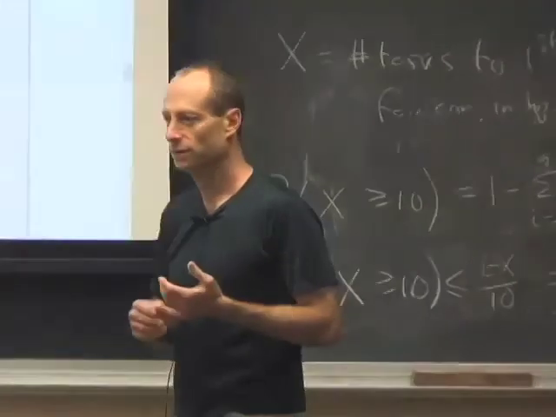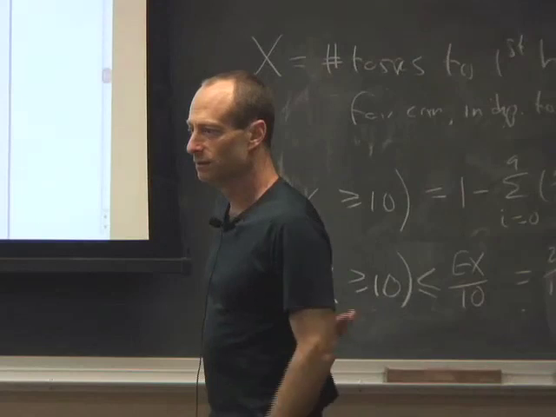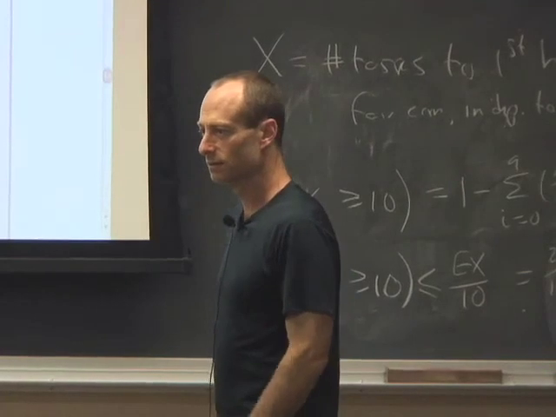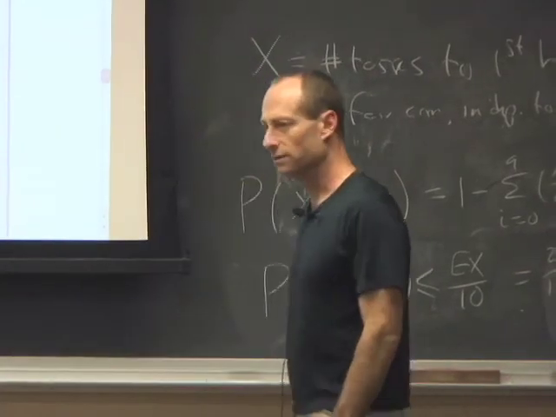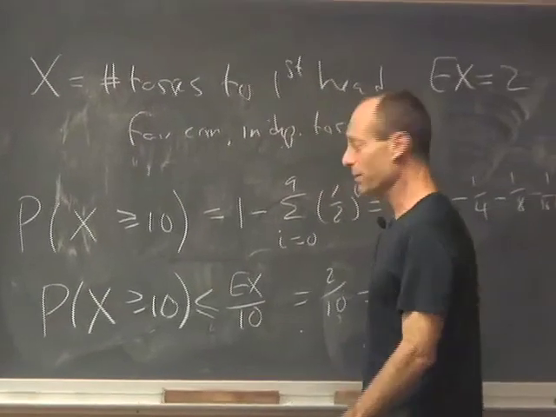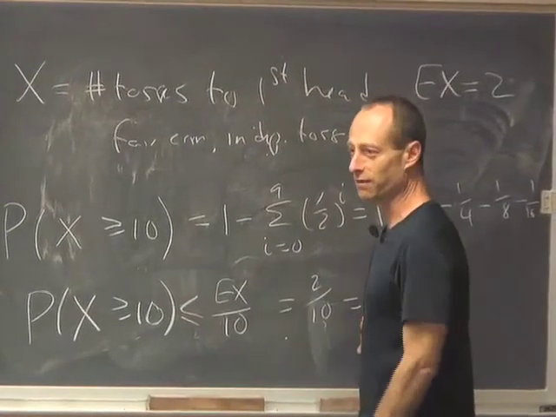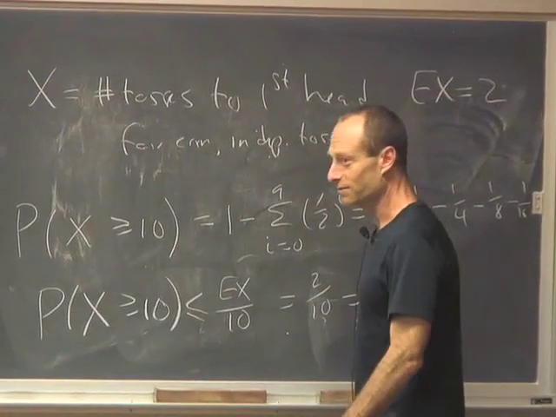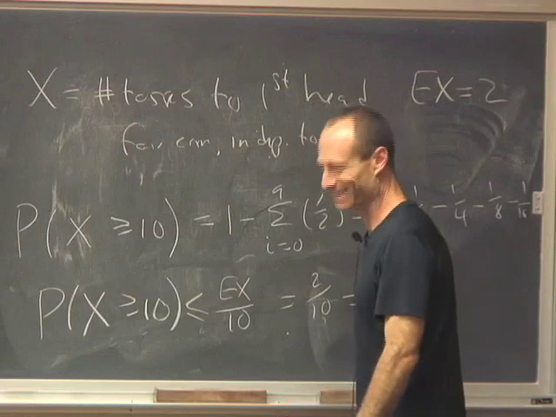So what we're saying is the chance that it takes more than 10 tosses to get your first heads is less than, yeah, Markov's inequality says it can't be any bigger than 1/5. And it isn't. It's a lot less than 1/5. Okay.